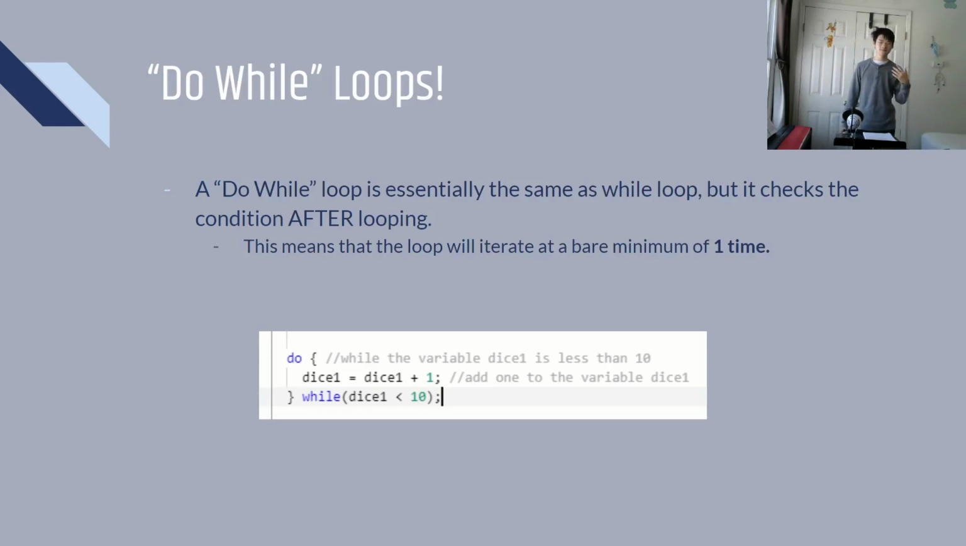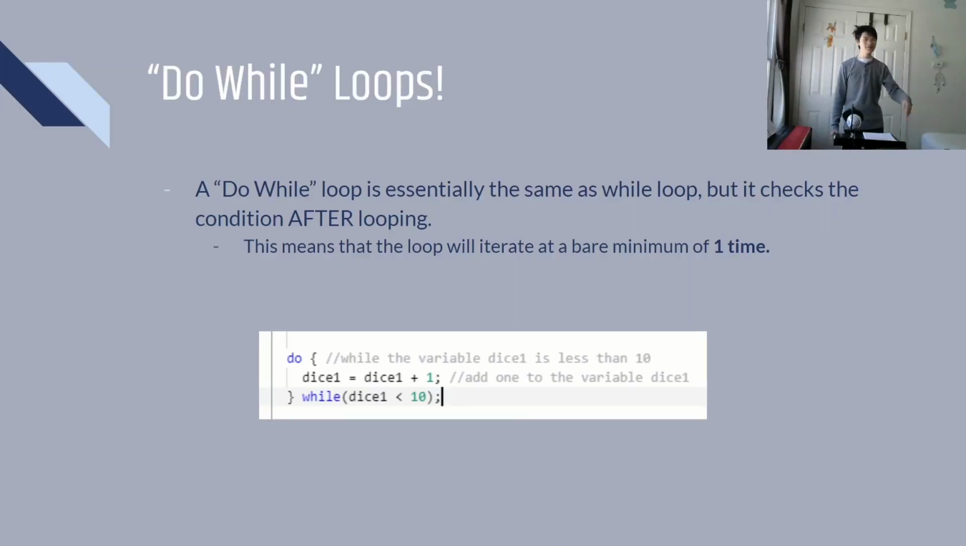Next we have, or rather I should say finally, we have the do while loops, which are pretty funky. A do while loop is essentially the same thing as a while loop, but instead of checking the condition before the loop begins, it checks the condition after the loop happens.